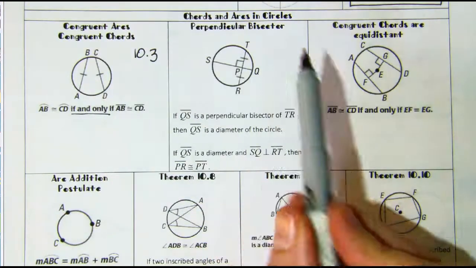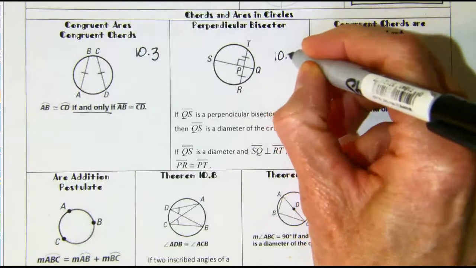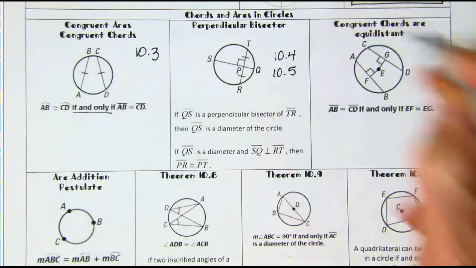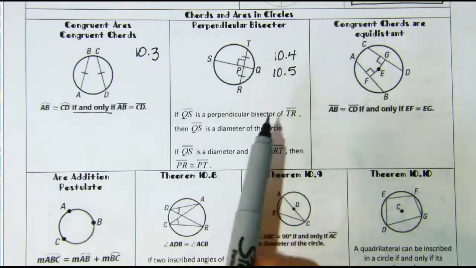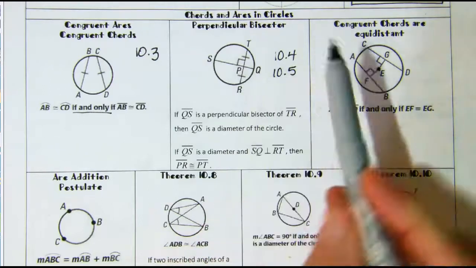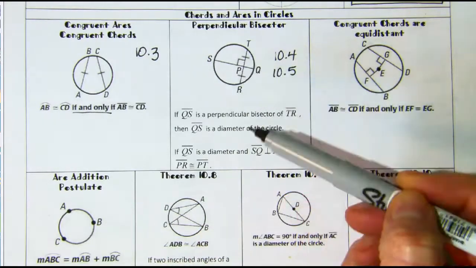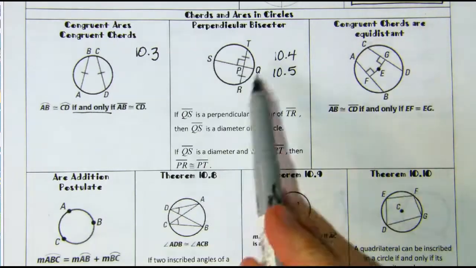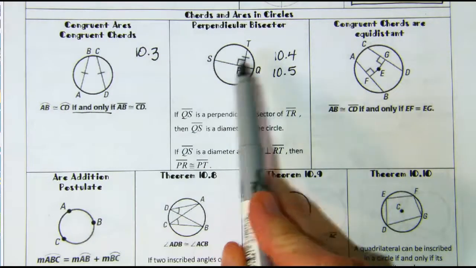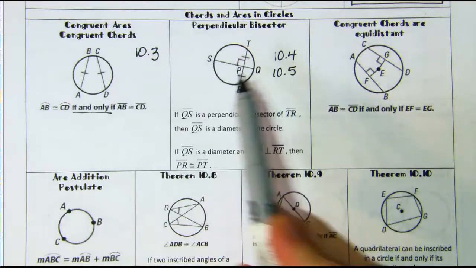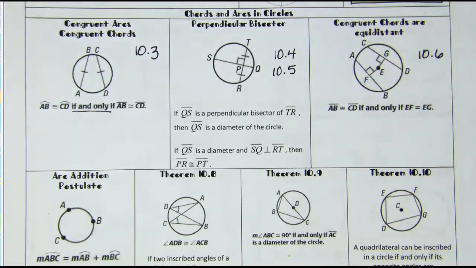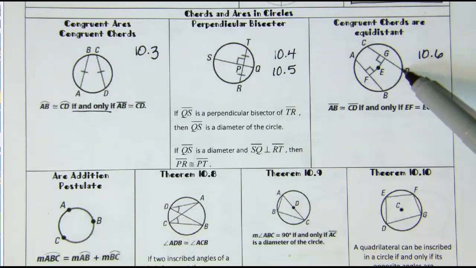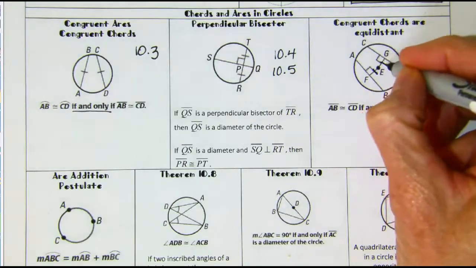Perpendicular bisectors. Okay, now this is 2 theorems. This is going to be 10.4 and 10.5. This one states if QS is a perpendicular bisector of TR, then QS is a diameter. So you're going to look for perpendicular bisector, that's a diameter. The other one, if this is a diameter and that's perpendicular, then those will be bisected. Now, the next one we looked at was theorem 10.6. Congruent chords are equidistant. So if chord AB is congruent to chord CD, then these measures are the same.